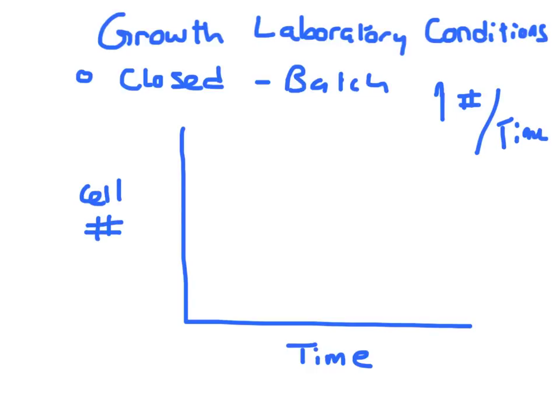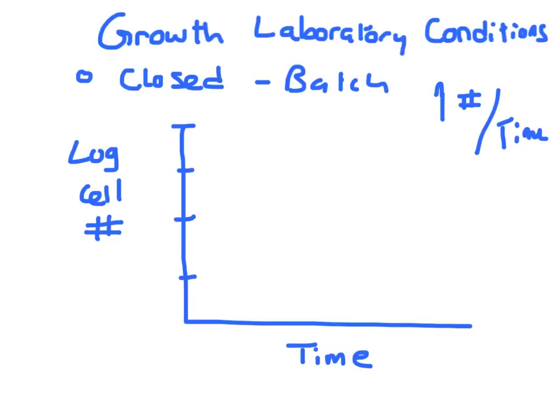Now, to get this to look right on the graph, we need to take the log of the cell number. So we have a log scale over here. The difference between 1 and 10 and 100 and 1,000 is all the same, right? The distance. That's what it means to have it be on a log scale.